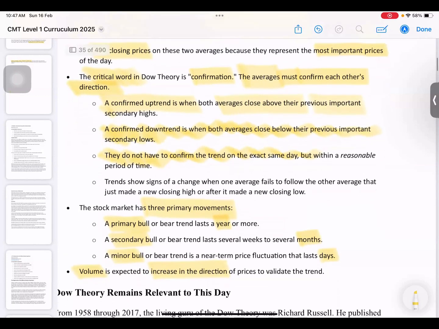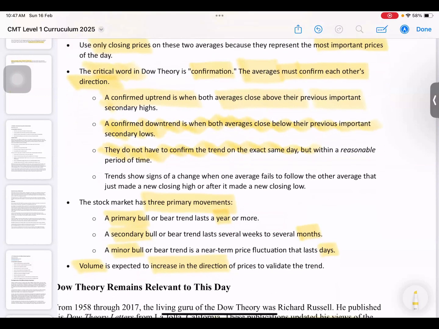They might ask you a googly question. They will say that on, let's say, December 11th, Dow Jones closed above the previous high, but Dow transports have not closed above the previous high. These are the following choices that you have: the confirmation is present, confirmation is inconclusive, or whatever. So you need to remember this thing, that they do not have to do it on the same day.